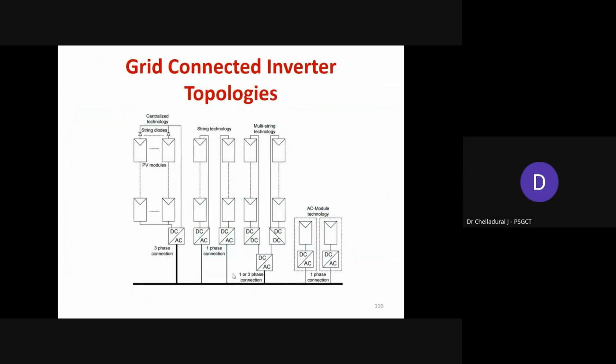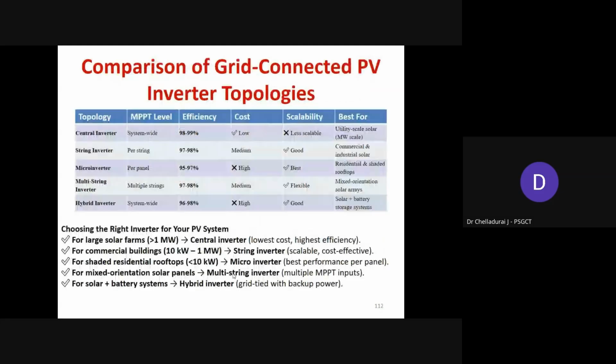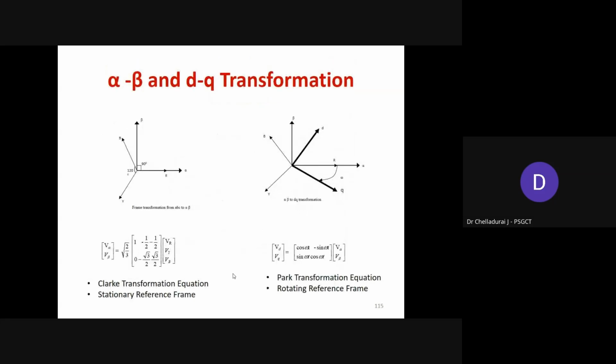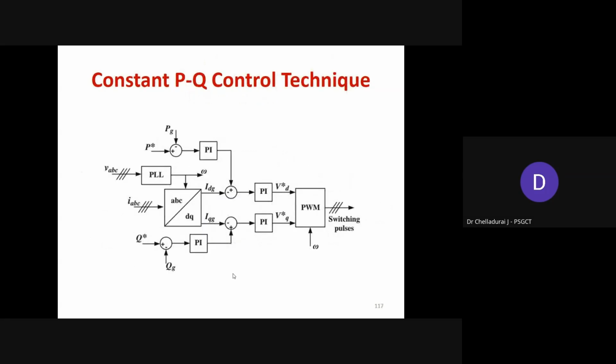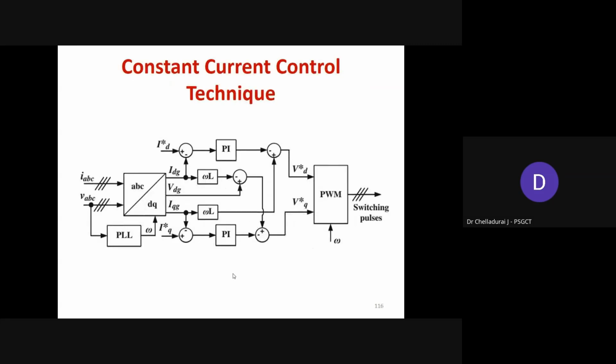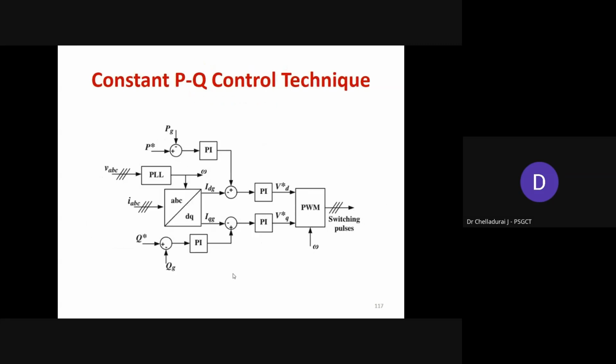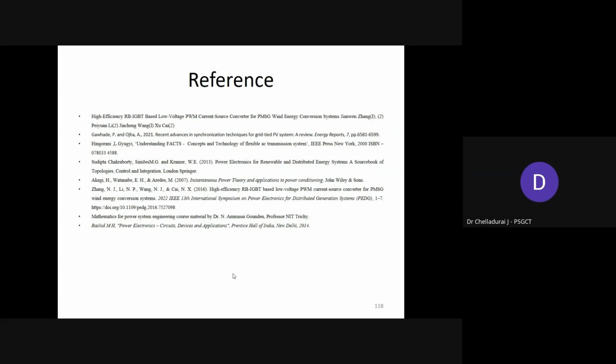And for comparison between these grid-connected inverter topologies, I hope you already know. From a control point of view, these two parameters are very important. One is the alpha-beta and dq transformation, mostly used to control grid-connected or any standalone inverters in closed loop. The popular techniques: current control technique and another one is PQ. In current control techniques, only two PI controllers are enough. But in voltage control, in PQ control techniques, we have to use four PI controllers. So there is a major difference.